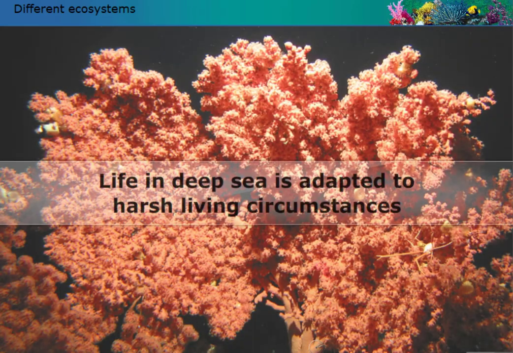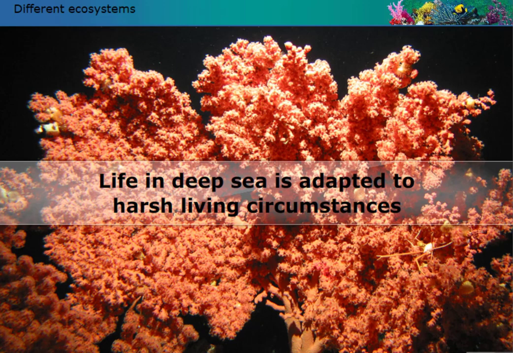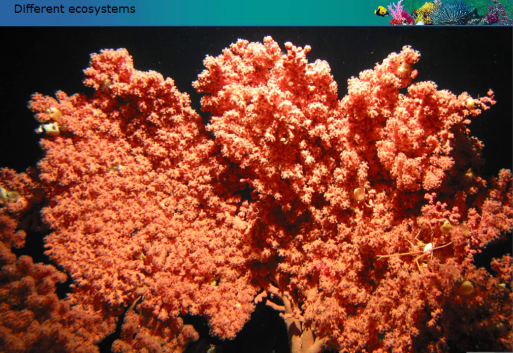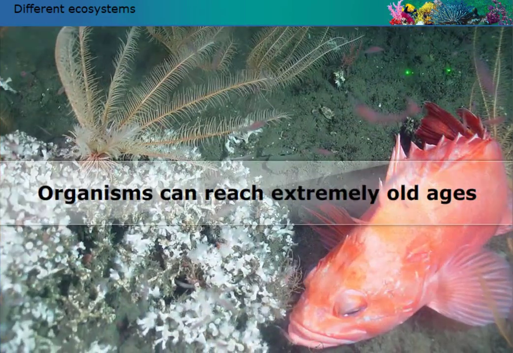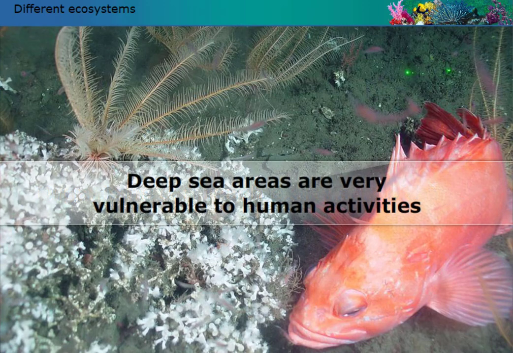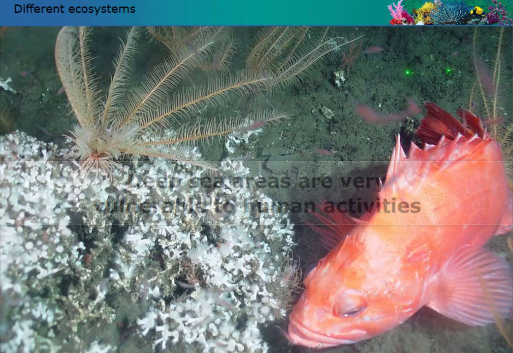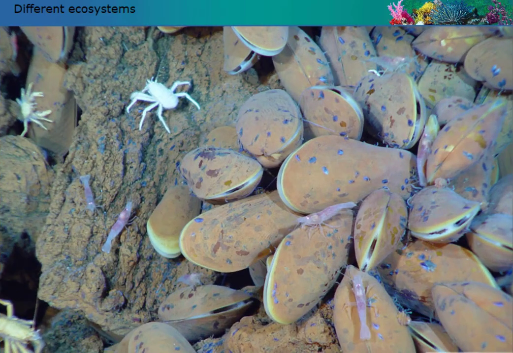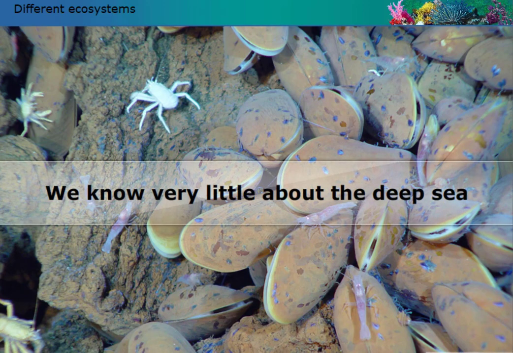Though the deep sea is cold and dark and the pressure is enormous, some regions are filled with life that is fully adapted to these harsh living conditions. Deep-sea organisms are often slow-growing because of low temperatures and lack of food. Many deep-sea organisms can reach extremely old ages. It is this slow pace of life that makes deep-sea areas extremely vulnerable to human activities. Deep-sea areas that are extremely productive are areas with underwater volcanic activity or with underwater mountains or seamounts. We still know very little about the deep sea. In fact, we may know more about the moon than we know about the deep sea.